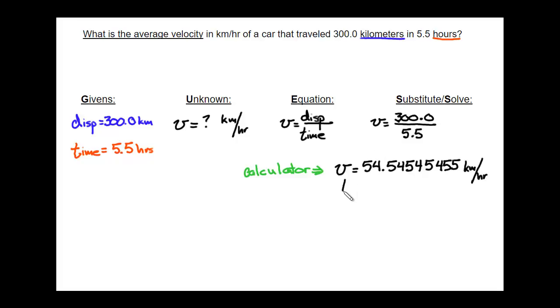And then, in order to make it pretty and something we can talk about in class, let's say velocity equals 54, and then include two numbers after the decimal, .55 kilometers per hour. And this is because the 4 was rounded up.